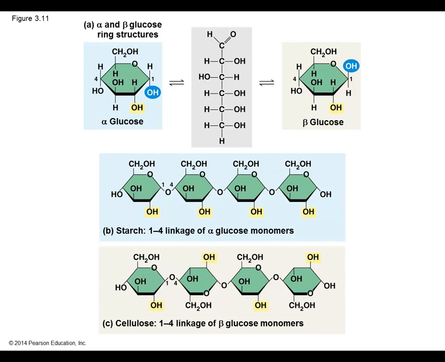The polysaccharide cellulose is a major component of the tough wall of plants. Like starch and glycogen, cellulose is a polymer of glucose, but the glycosidic linkages in cellulose differ. So you have the 1,4 alpha linkage in starch, and you have 1,4 beta linkages for cellulose.